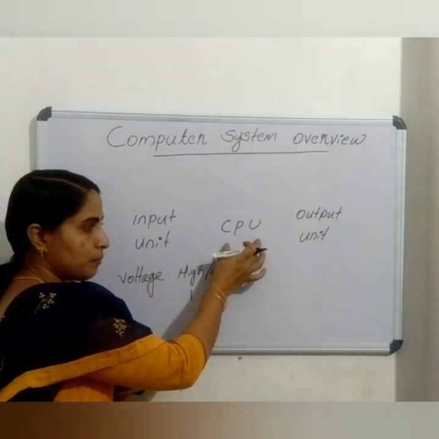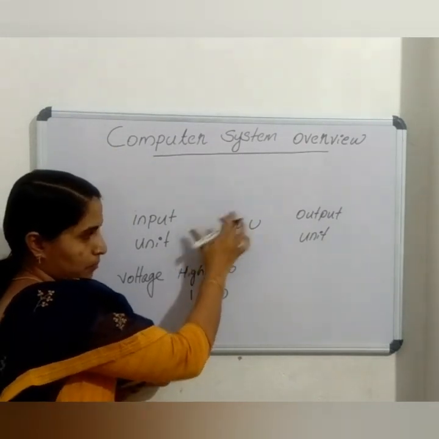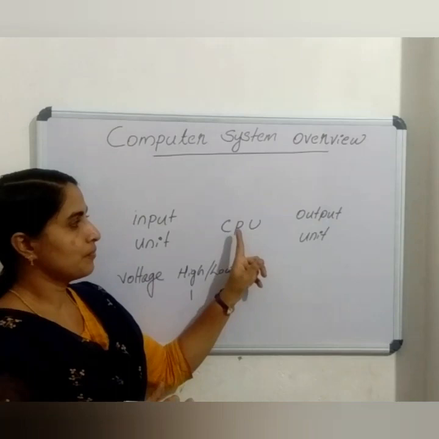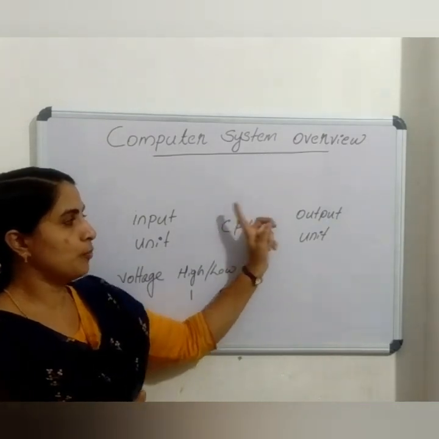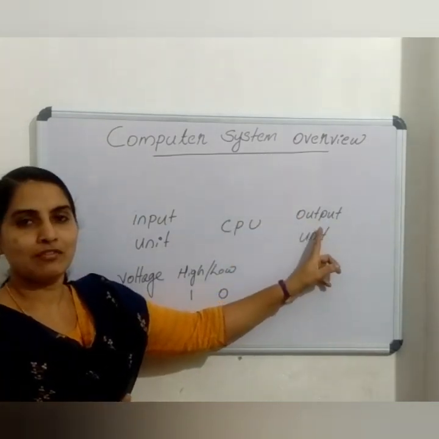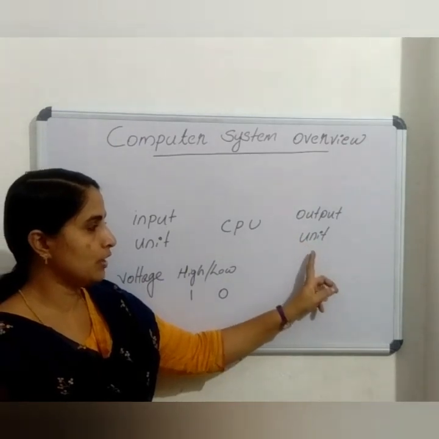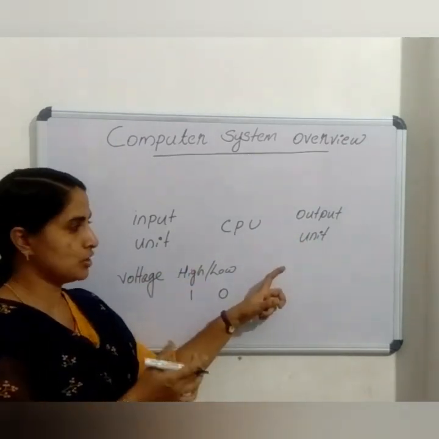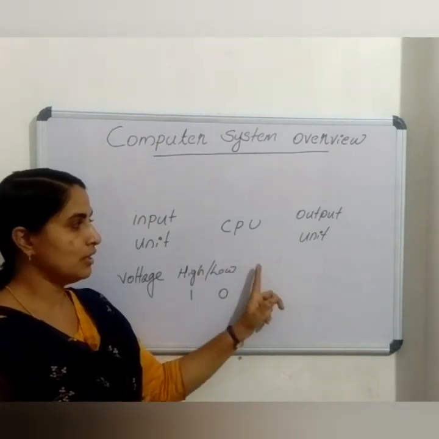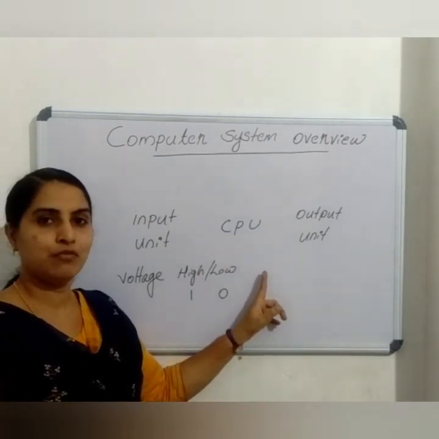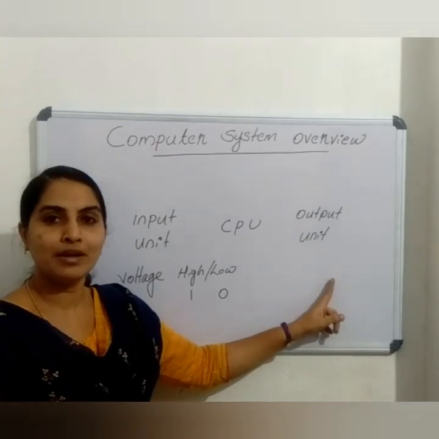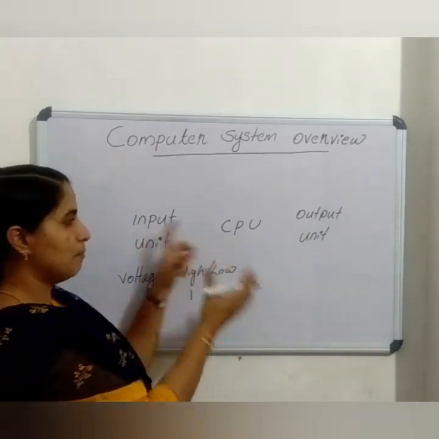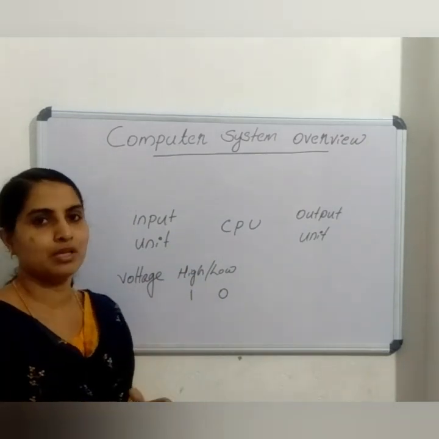Then inside the CPU, the process is happening. Then after the process, it just gives the output to the output unit. Then what is the function of the output unit? It just does the opposite conversion, the reverse conversion. What is that? It converts the machine understandable form to the human understandable form. So this is the basic functioning of a computer.